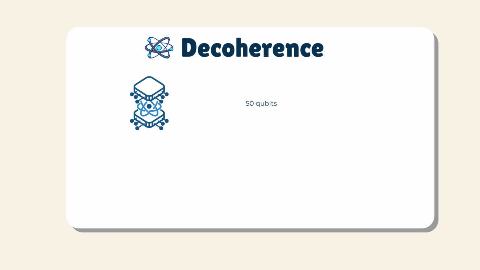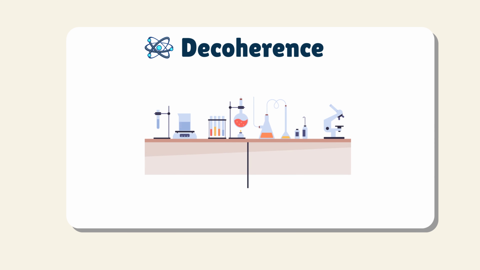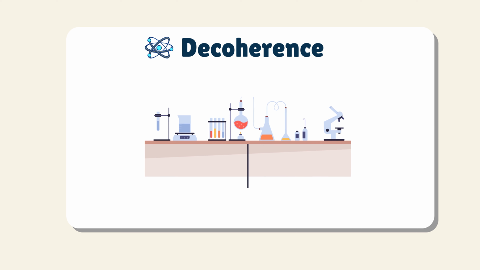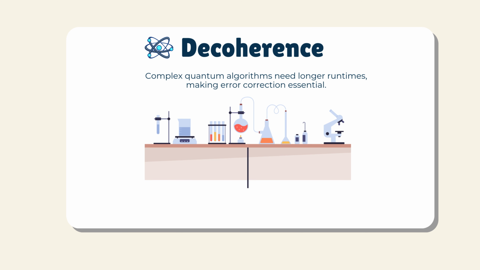For example, 50 entangled qubits could represent a quadrillion states at once, but if they decohere halfway through, they collapse into just 50 classical bits, no more powerful than an ordinary laptop. And decoherence happens fast. Even in near-perfect lab conditions such as ultra-low temperatures, high vacuum, qubits might only remain coherent for microseconds to seconds. Complex quantum algorithms need much longer runtimes, which means error correction is absolutely necessary.